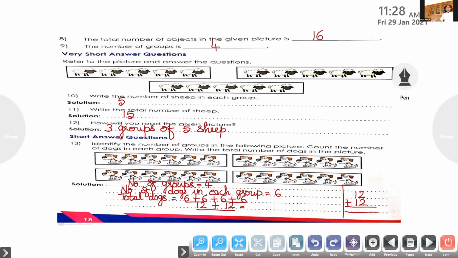24. Yes, 2 plus 2 is 4 and 1 plus 1 is 2. So how many dogs are there in total? 24 dogs are there. Good. So this is the answer. Those who have finished, turn over the page. Next page, page number 19.